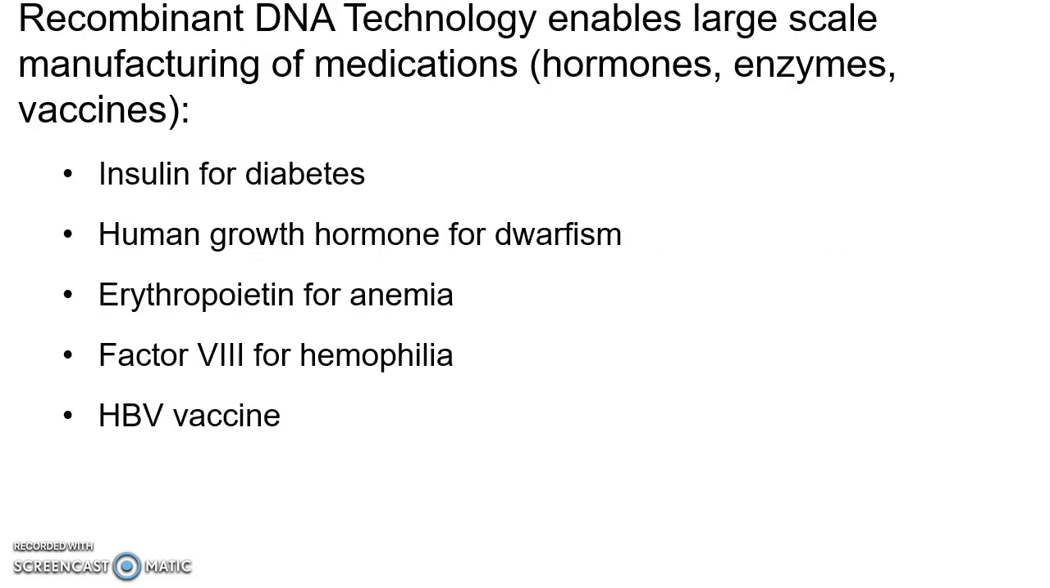Some of the medical applications of this recombinant DNA technology include being able to manufacture medications on a very large scale. Those medications include hormones, enzymes, and vaccines. Several examples are insulin for diabetes, human growth hormone, which treats dwarfism, erythropoietin, which treats anemia, factor VIII for hemophilia, and then the HBV.